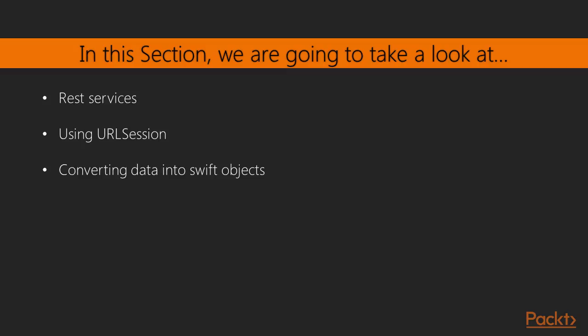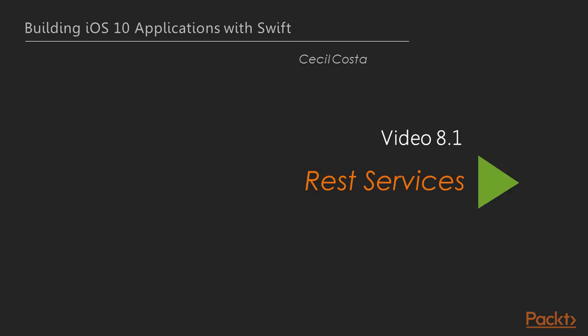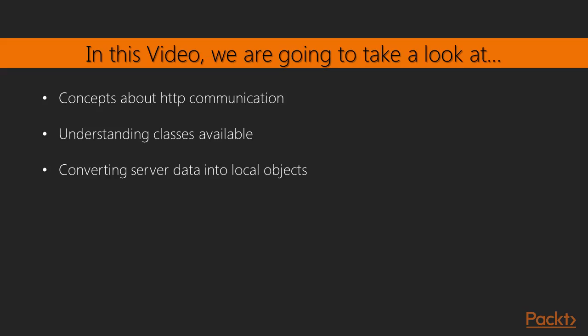Then we'll do a practical example using URL session request. Finally, we'll cast the received information into local objects. Now we move on to the first video of this section that deals with the basic concepts of REST services. In this video, we're going to take a look at communication with an external server. The classes given to us for communication, and the information format and security.